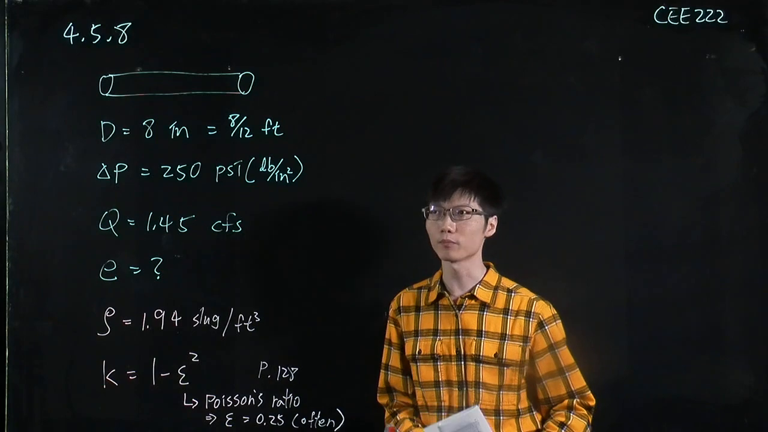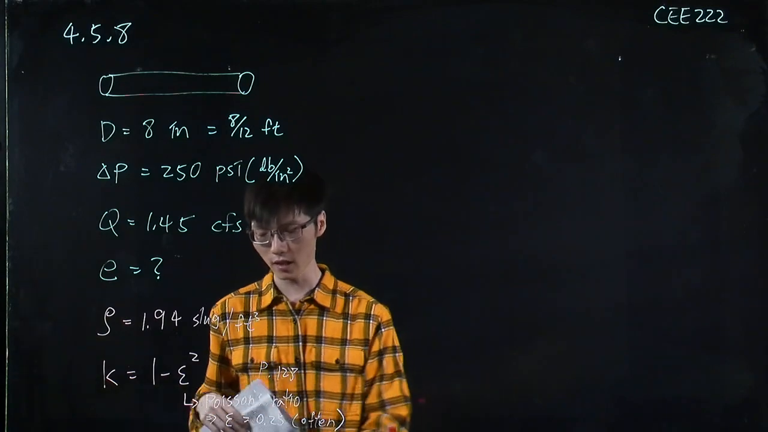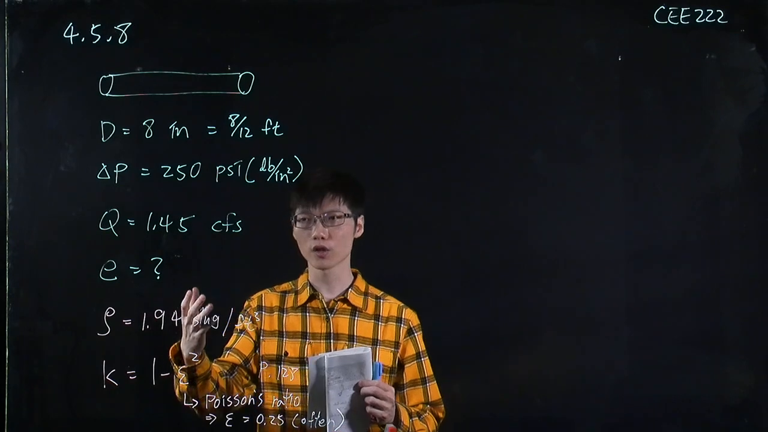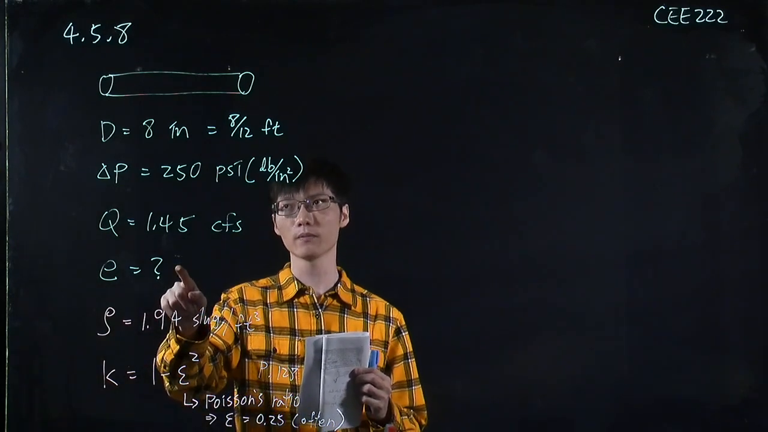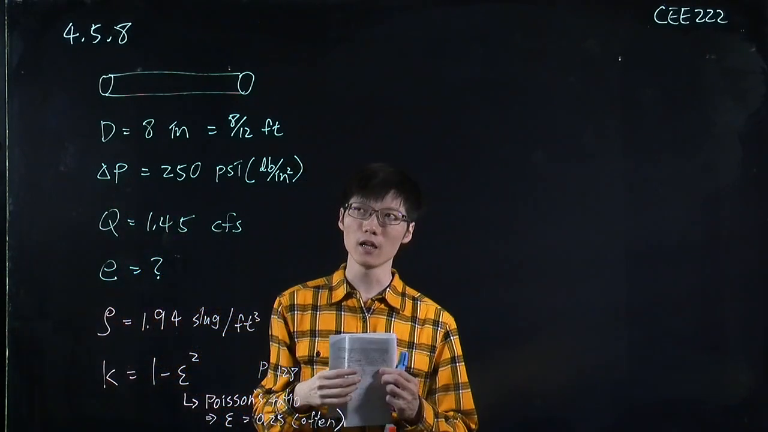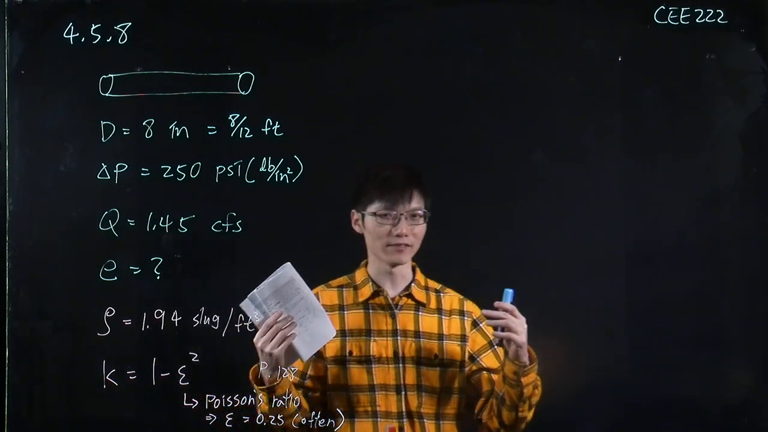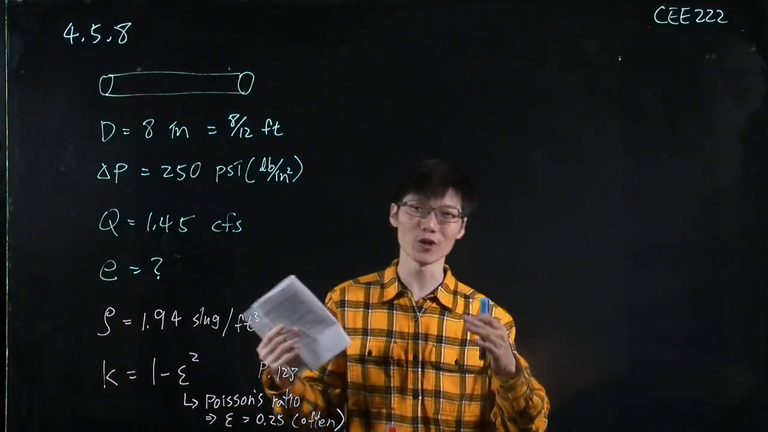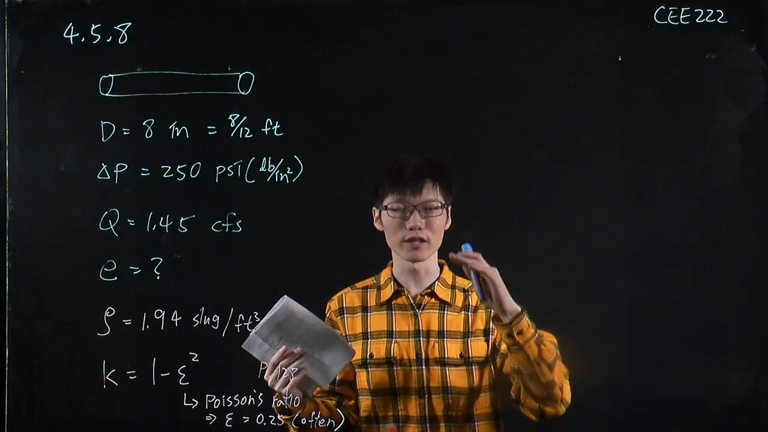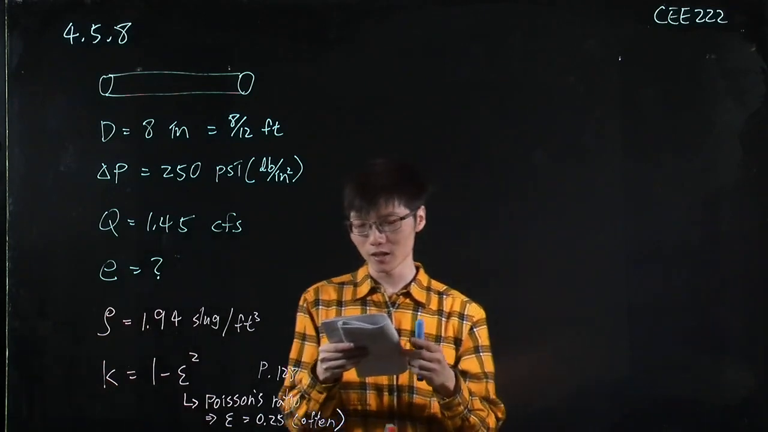Okay, now let's look at problem 4.5.8. This one is really similar to the previous problem, but instead of solving the pressure change, now we want to solve the thickness of the pipe to withstand the pressure change equal to 250 psi. So we will solve this problem in the opposite direction, with those three equations that we used in the previous problem. So now let's do that.